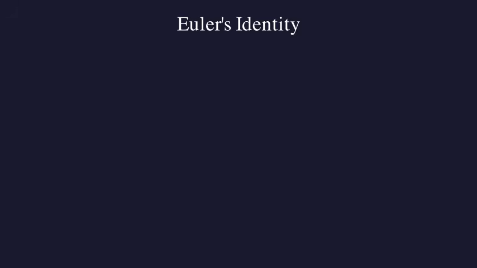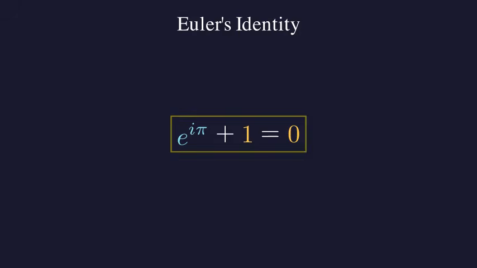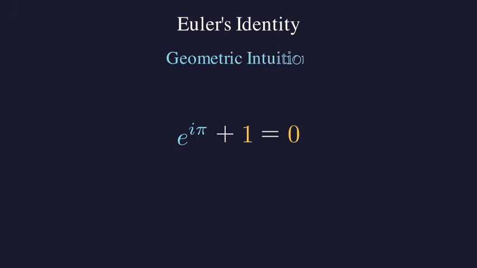Euler's identity is often cited as the most beautiful equation in mathematics because it seamlessly links five fundamental constants. However, seeing it written down algebraically often hides the stunning geometric intuition behind it. To truly understand why e to the power of i times pi plus 1 equals 0, we must move beyond algebra and visualize this on the complex plane.